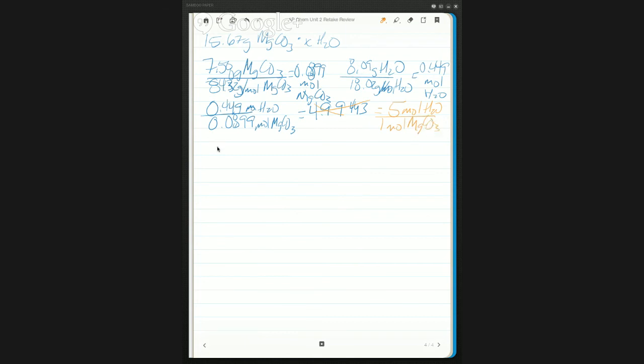So the formula, if we write this all out, MgCO3 times 5 H2O. So that is how you do a hydrate problem. Hopefully that went smoothly enough. Did that make sense to you guys?